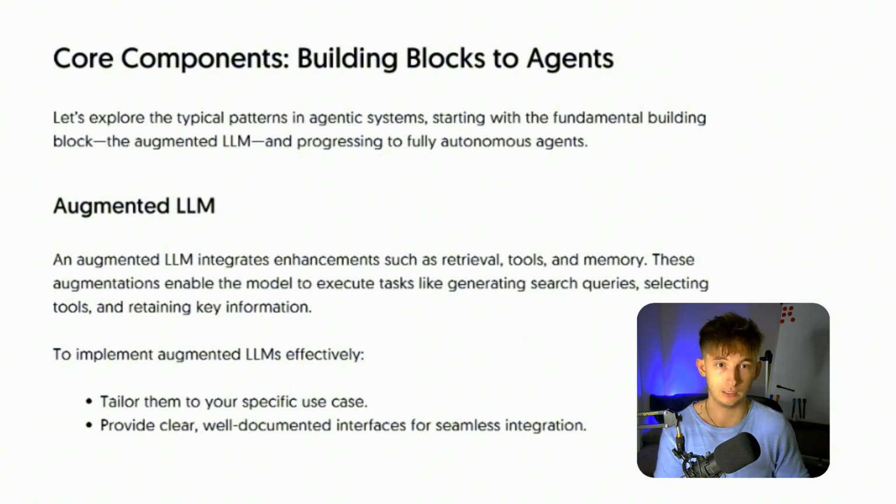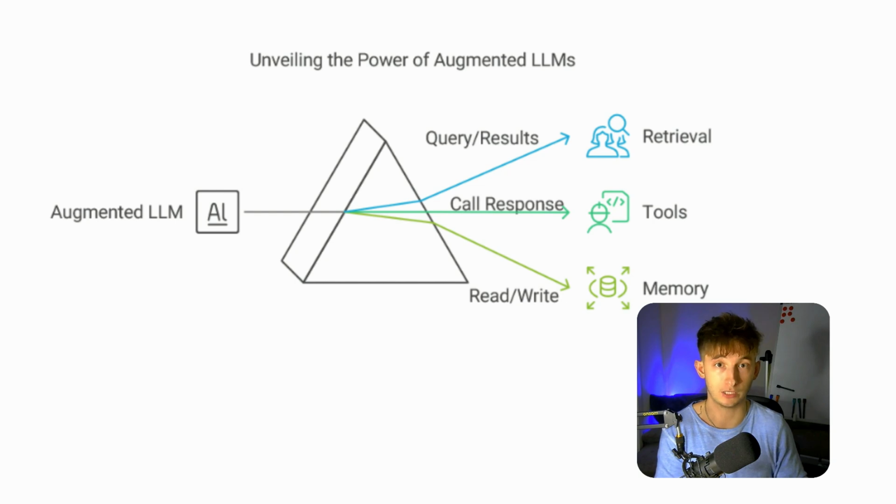So tailoring the augmented large language model, which I'll refer to as LLM, to your specific use case is pretty critical. Now, let's try to relate this to some common use cases. So in e-commerce, an augmented LLM can generate personalized product recommendations by retrieving customer preferences and browsing history. And in customer service, it might pull from a knowledge base to answer queries while remembering past interactions for continuity.